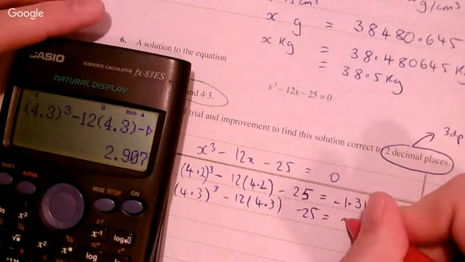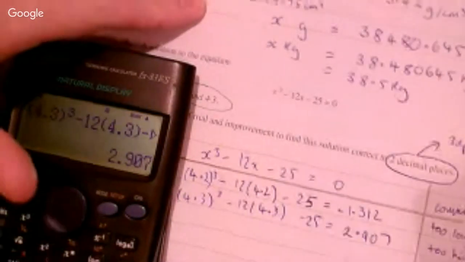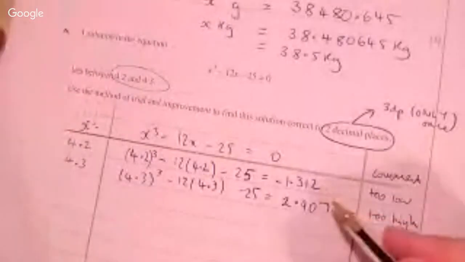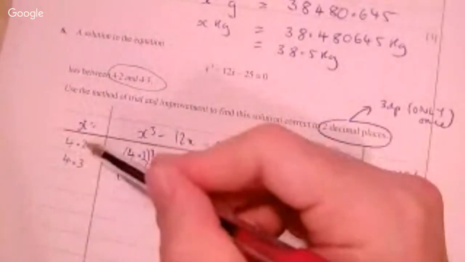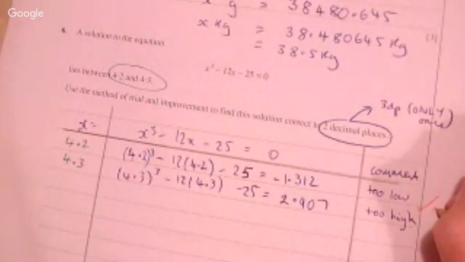So that answer is 2.907, which is too high or too big. That is where I get my mark for going too low, then too high. What we say in consecutive numbers, that this was 4.2, then 4.3, 2, then 3 is what we call consecutive numbers. So that gets me a method mark for doing the correct method.